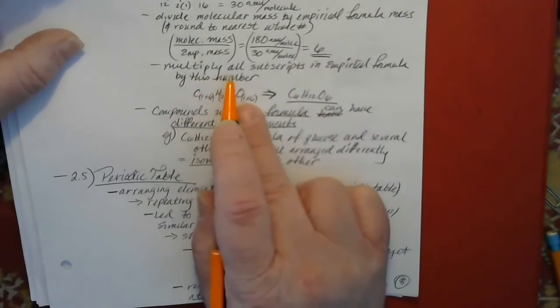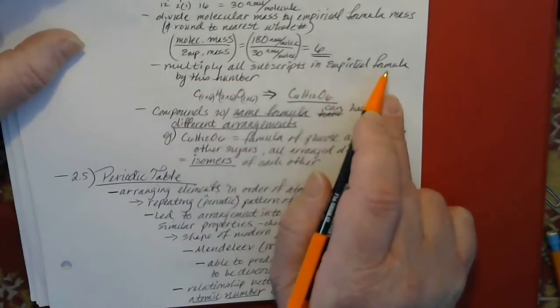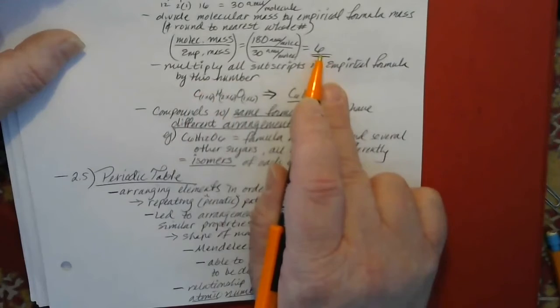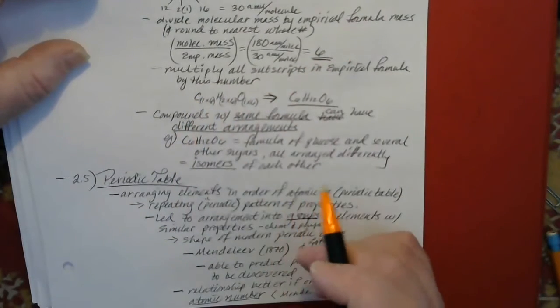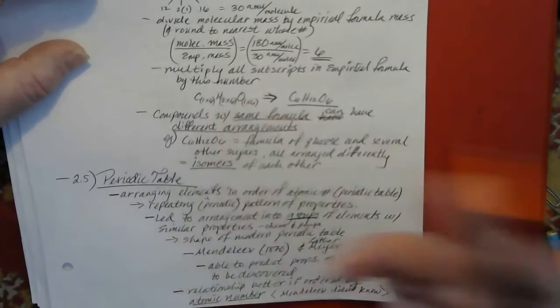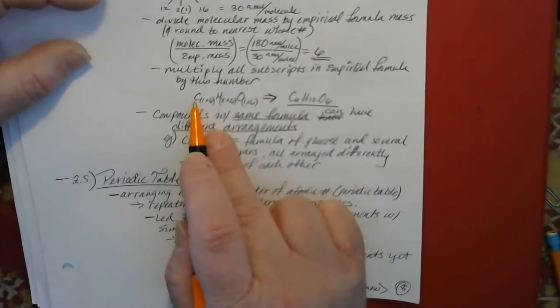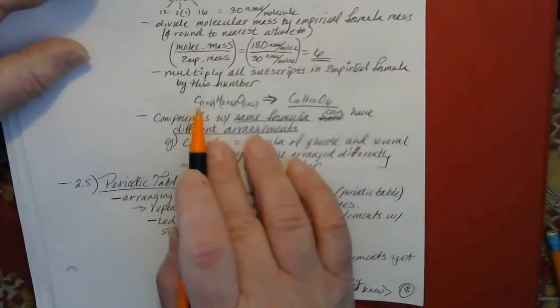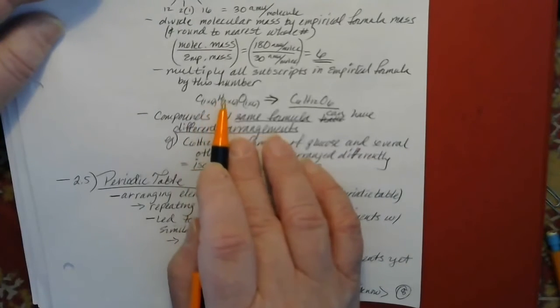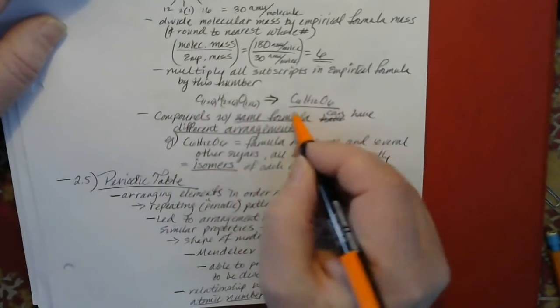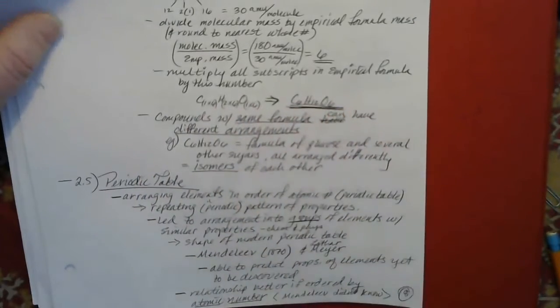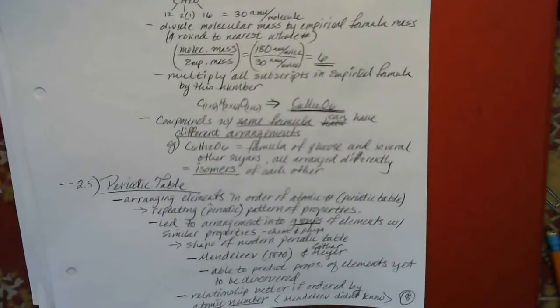And then what you do is you take that 6 and multiply all of the subscripts in the empirical formula by that number. So the empirical formula was C, it's understood to be C1, H2O1. And so the actual molecular formula would be C1 times 6, H2 times 6, O1 times 6, or in other words, C6H12O6. So that is the molecular formula, again, for glucose.